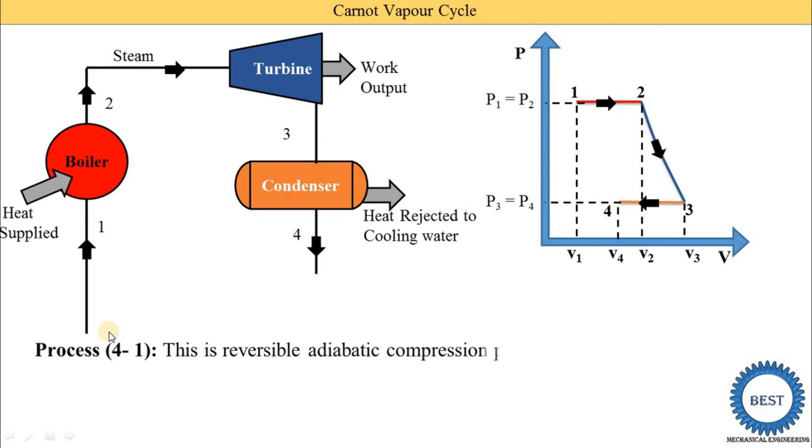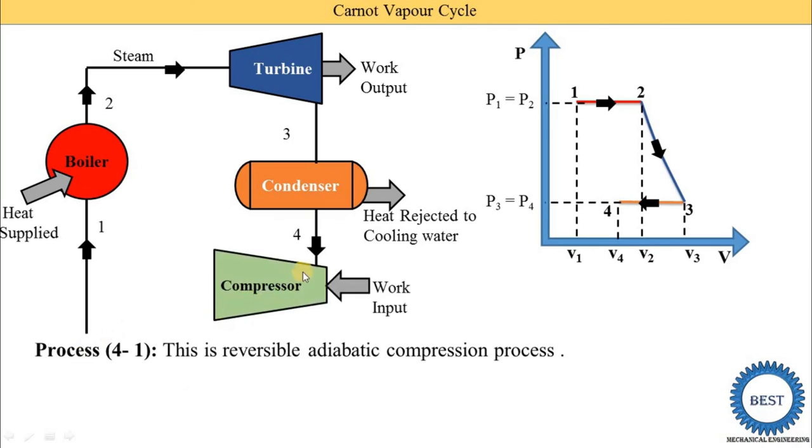Now process 4 to 1. This is the reversible adiabatic compression process. We need to do the compression process, and for compression we require a compressor. So here component 4 is the compressor, and in the compressor we need to supply some work input. Here you see, in the second component, the turbine produces some work, and the compressor consumes some work input. So it is the process 4 to 1.